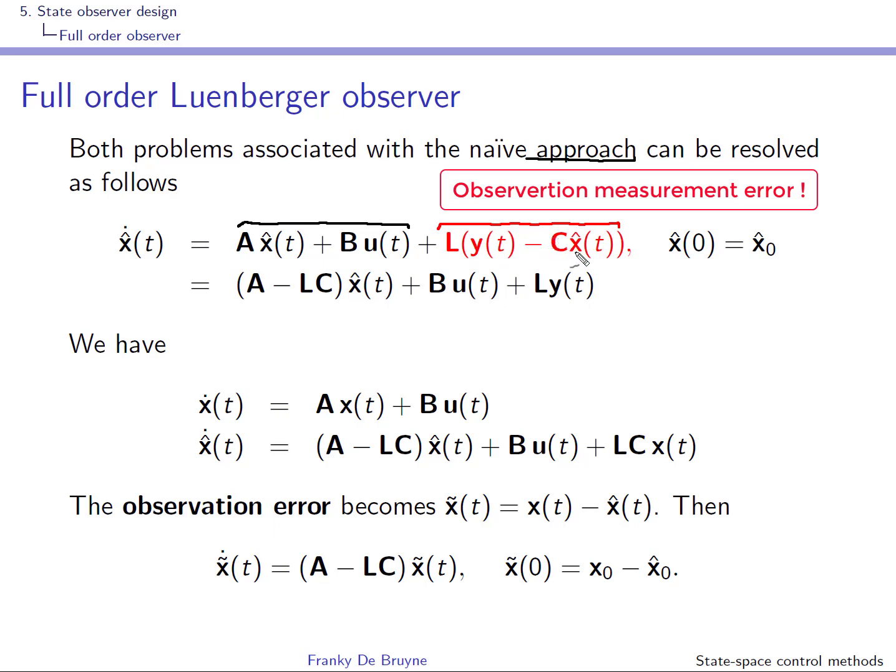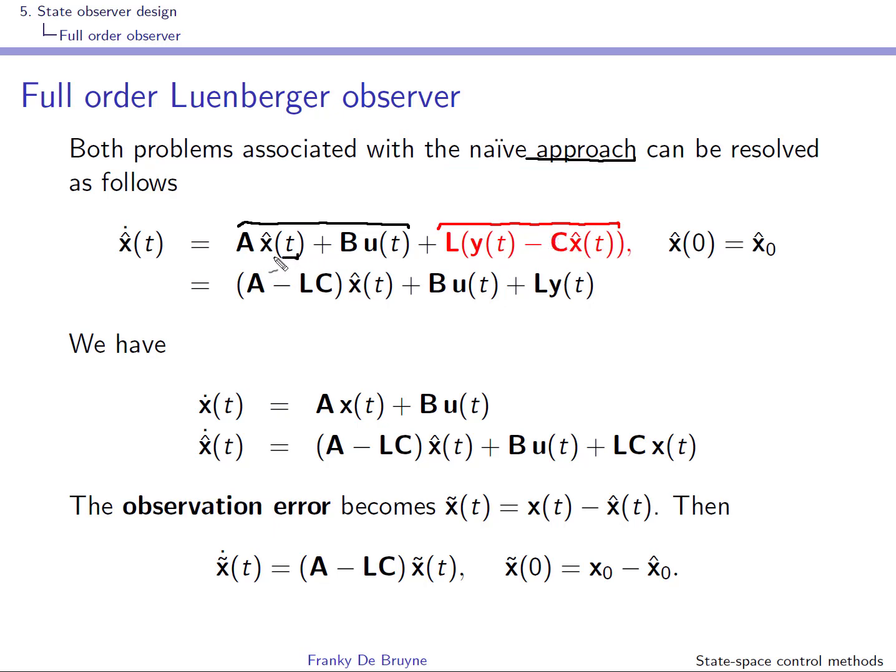So what you can now clearly see is that you have an x hat over here, an x hat over here, so you have a minus LC times x hat, you have the Bu over here, and you have the Ly. This can then also be rewritten as LCx of t. But you can see clearly that the inputs to the full order Luenberger observer are the control input and also the measured outputs. So we are again interested in the observation error.